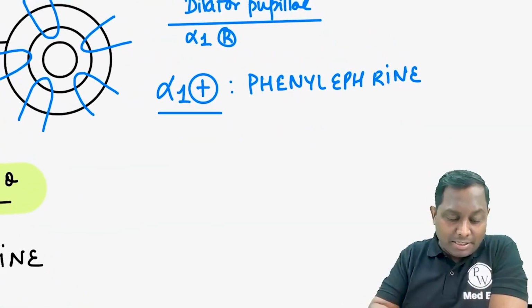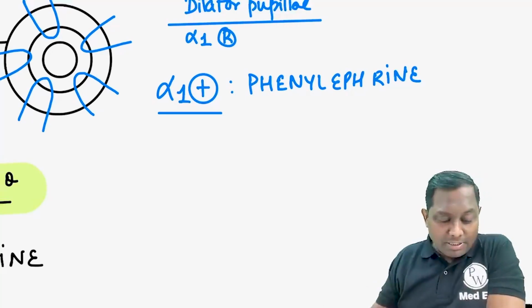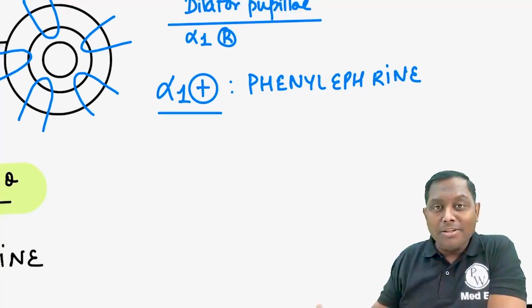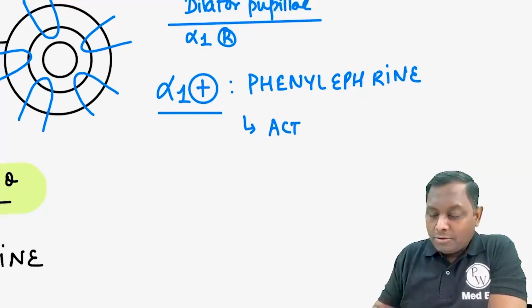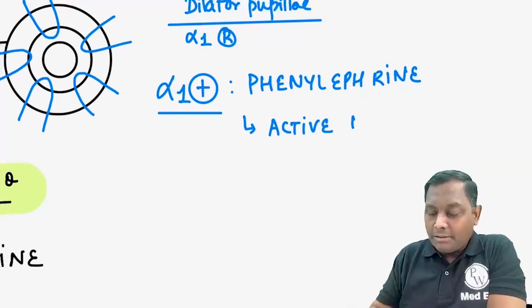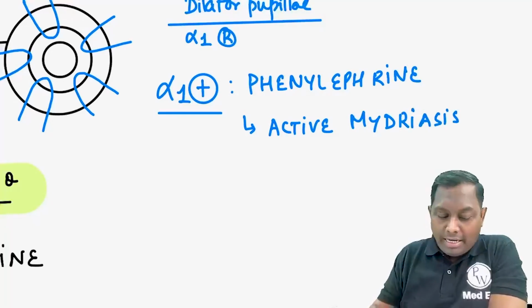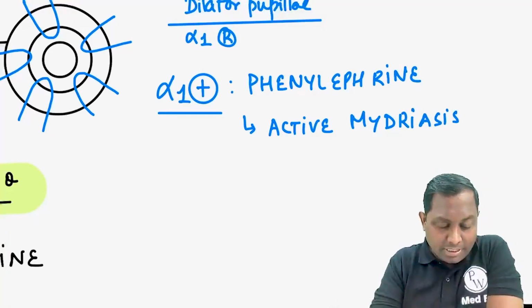They increase the sympathetic tone, and if they increase the sympathetic tone, what kind of activity will be seen? Again, miosis will not be seen, but mydriasis will be seen. But the type of mydriasis that we see here is called active mydriasis. We are going to call it active mydriasis.